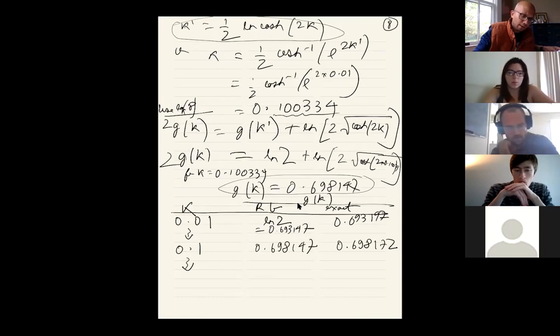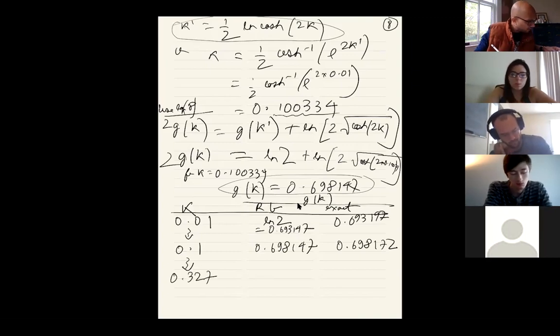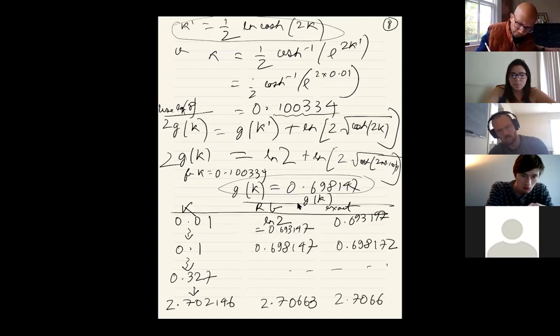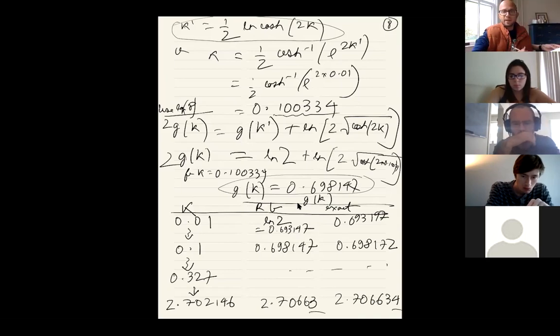Now you can use this again in this formula. Instead of 0.01, now you use this value, 0.1. And the next step will be 0.327. And you will keep iterating. And as you keep iterating, you will see that at some point it becomes exact. Once you get to K equal to 2.702146, the value you get from the renormalization group looks like 2.70663. And the exact value on the right-hand side becomes 2.706634. It becomes more and more accurate as you start doing that.